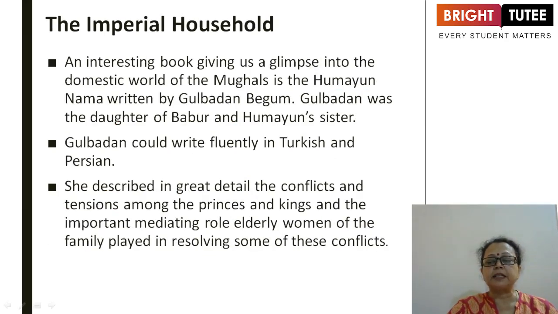An interesting book giving us a glimpse into the domestic world of the Mughals is the Humayun Nama, written by Gulbadan Begum. Gulbadan was the daughter of Babur and Humayun's sister. Gulbadan could write fluently in Turkish and Persian. She described in great detail the conflicts and tensions among the princes and the kings, and the important mediating role elderly women of the family played in resolving some of these conflicts, which was also highlighted by Gulbadan Begum.